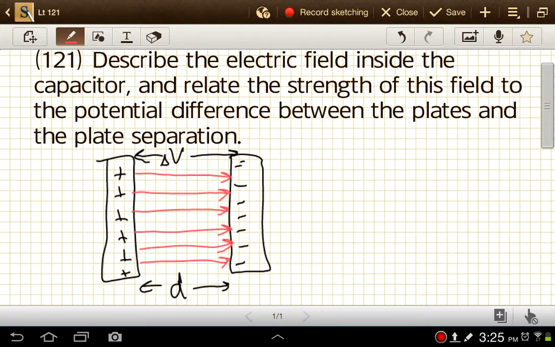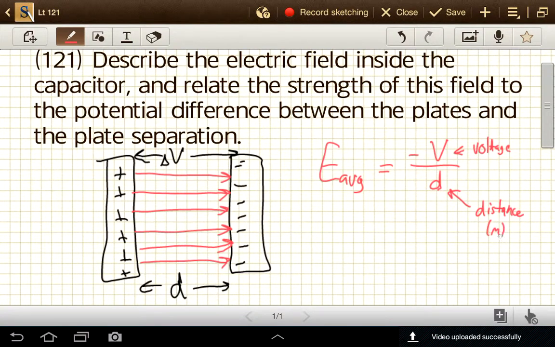Now, how strong is it? Well, we have an equation to help us with that. The average electric field between 2 points, whether we're talking about a capacitor or not, is equal to negative V over D, where V is the voltage and D is the distance, or the separation between those plates. We'll measure that in meters, and we'll measure this one in volts, and then E average is volts per meter, or newtons per coulomb. Those units work out to be equivalent here.